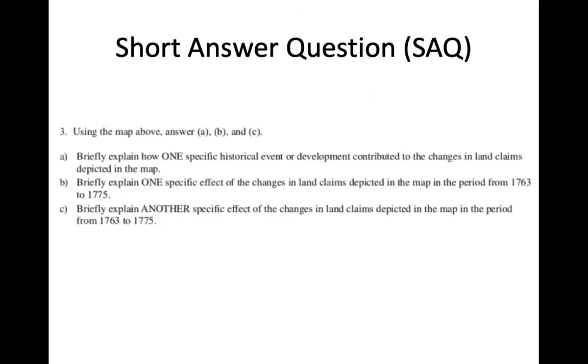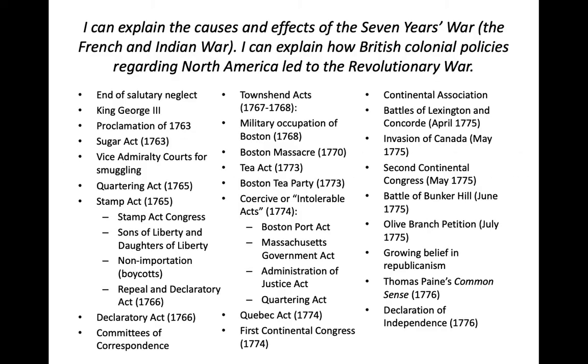Prompt B. Briefly explain one specific effect of the changes in land claims depicted in the map. This one has a lot of different possible answers. Here are the learning targets from Unit 2's study guide, and in one of the big sections. And this is a big section about the causes of the Revolutionary War. And really, in the end, the French and Indian War is certainly the cause of many of the events that led to the Revolutionary War. So you can talk about really any of these things here.